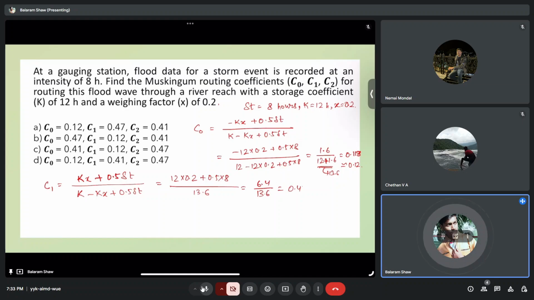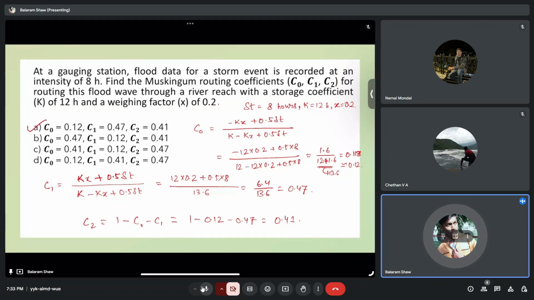Okay, and C2 you can directly write as 1 minus C0 minus C1. You don't need to use those big equations. It would be 1 minus 0.12 minus 0.47, that is equal to 0.41. So the correct answer will be 0.12, 0.47 and 0.41. Can you just check? C0 is 0.12, first and the last, then C1 is 0.47. Yeah, so the correct answer will be A.